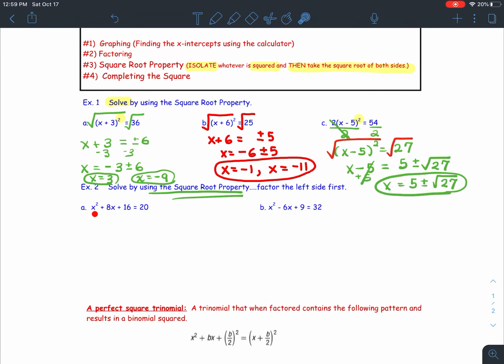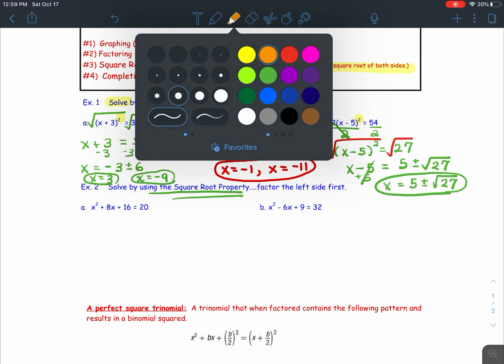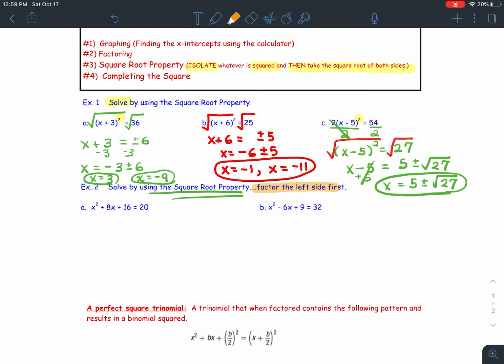All right, so in the next example, it says again, solve by using the square root property. But you'll notice, as we look at this, I do have something squared, but the issue is I also have another term that has an x in it that poses a little bit of a problem. So they gave you a little hint. It says here, you need to factor the left side of the equation first. Now, we're not bringing everything to one side. It said just factor only the left side of these equations.